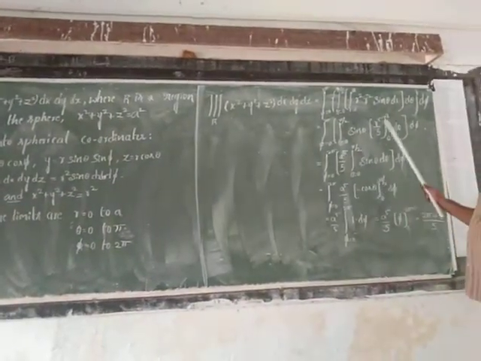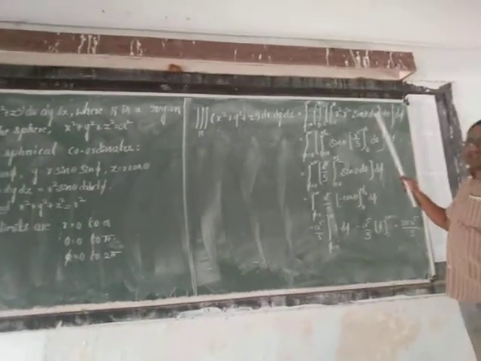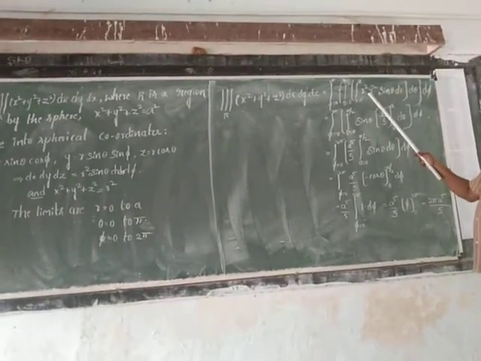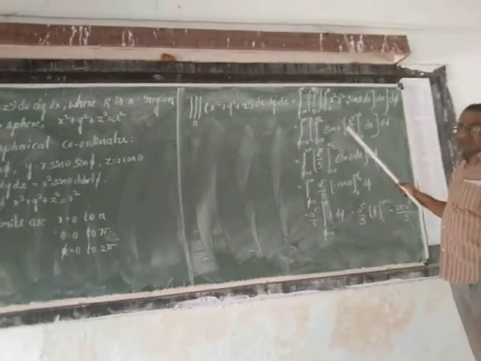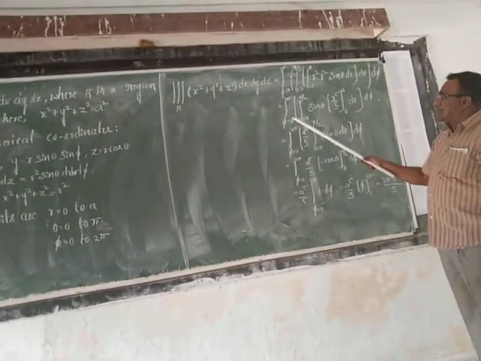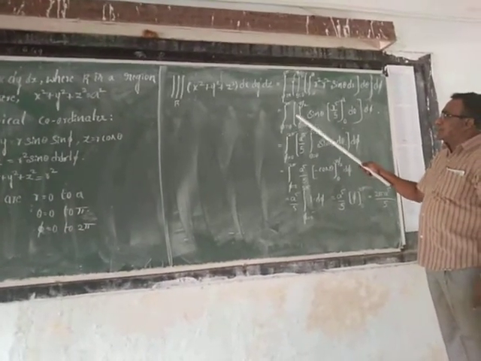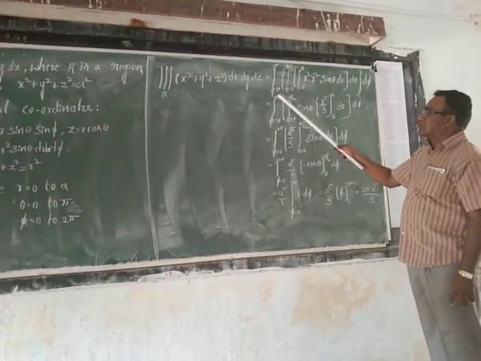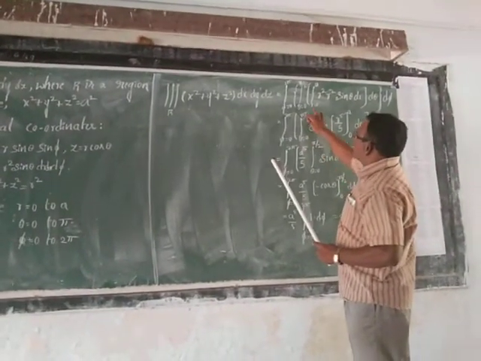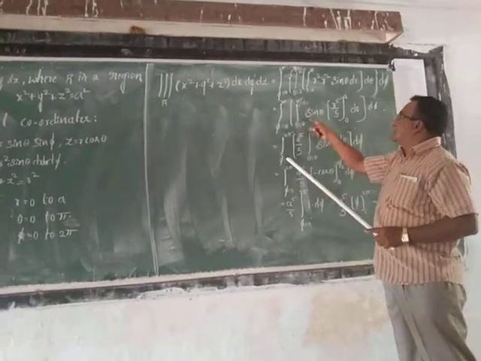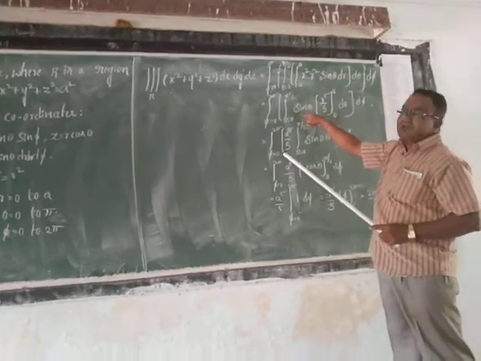Okay. Let us integrate this with respect to r first. If I integrate r squared into r squared, it means r to the power 4. Of course, sin theta is constant, right? Integral from phi equal to 0 to 2 pi as it is. Integral from theta equal to 0 to pi as it is. Into sin theta is a constant here.